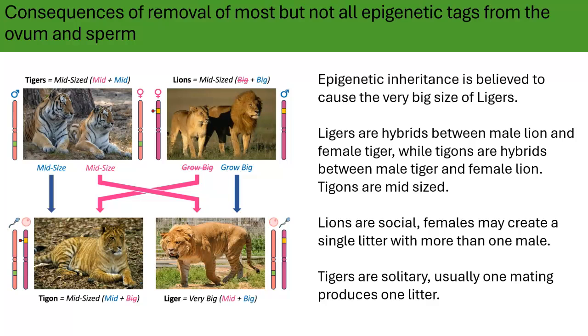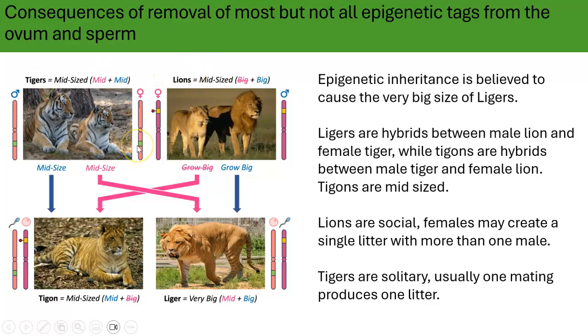There's one example that we are going to look at for this, and that's in the case of the hybrids Tigons and Ligers. So Ligers are very, very big, and the current hypothesis is that this is caused by epigenetic inheritance. So remember, Tigon: male tiger, female lion. Liger is male lion, female tiger.